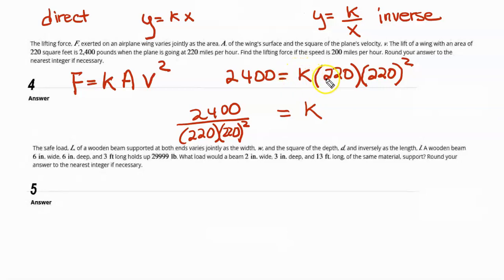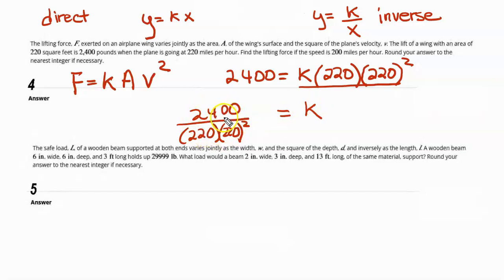Our area is 220 square feet, and the velocity is also 220 miles per hour. So we have two numbers that look alike. Be careful, the velocity is squared. So if I divide both sides by this, which is what I show here, we get K, and on this side it looks like this. So the first thing we have to do is find a value for K.